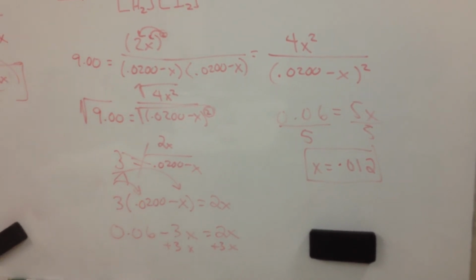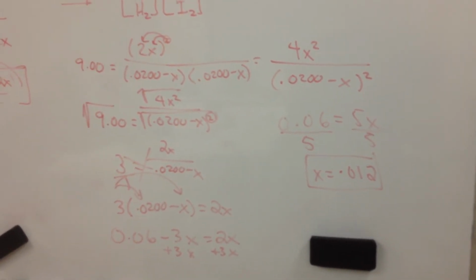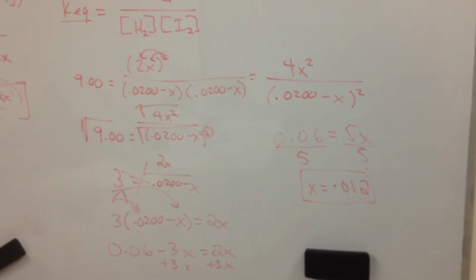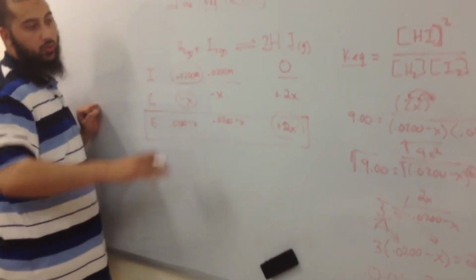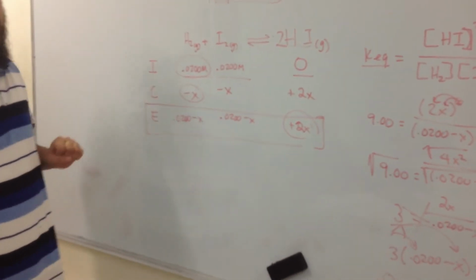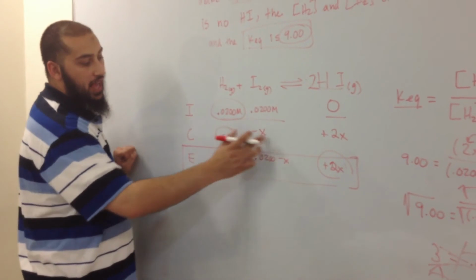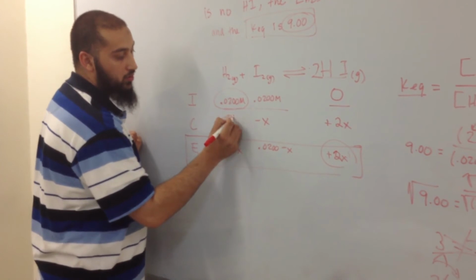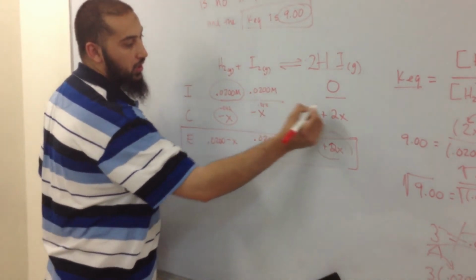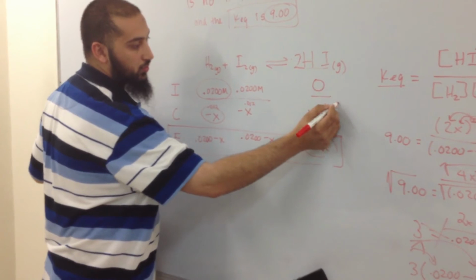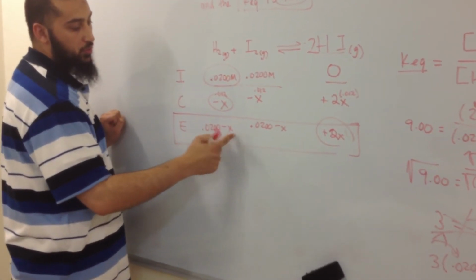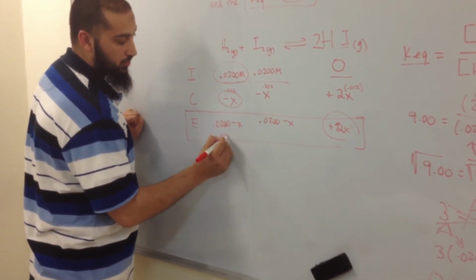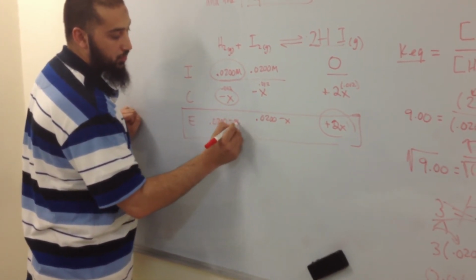So where do I add the x? Okay, so my x is 0.012. So I go back here, because we've done so much, sometimes you forget what you're actually doing, right? So my x was the change. So wherever I have x, I can just write 0.012. This is 0.012. This is going to be 2 times 0.012. So what's 0.0200 minus 0.012? 0.008.